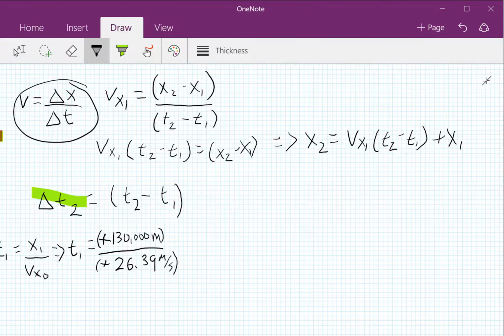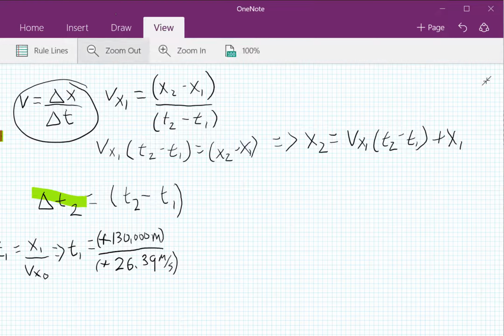Plugging the values in, let's see if I can zoom out far enough. No. Okay, so I'm going to do a trick then on the computer that will allow me to just move it over. See if this works.